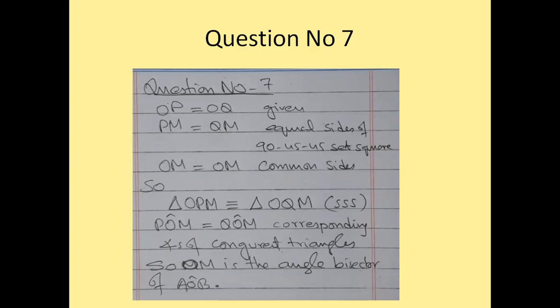So the POM angle will be equal to the QOM because they are the corresponding angles of the congruent triangles. So OM is the angle bisector of the angle AOB. And remember one thing, the spelling which I wrote for congruent is wrong. C-O-N-G-R-U-E-N-T should be the spelling. Okay, so correct this mistake.